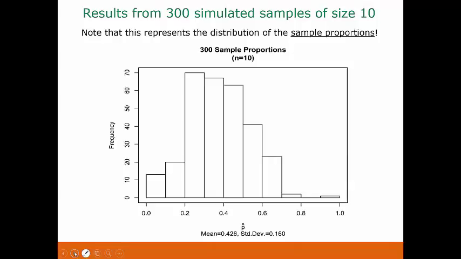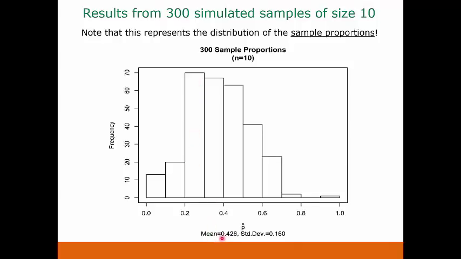In other words, the proportion of those surveyed who plan to vote for the incumbent. We would take all those sample proportions from all those different samples, and this is what the distribution of those sample proportions looks like. If we look at the highest bar in this histogram, it's between 0.2 and 0.3, which means that a lot of our sample proportions were somewhere between 0.2 and 0.3, or between 20% and 30%.